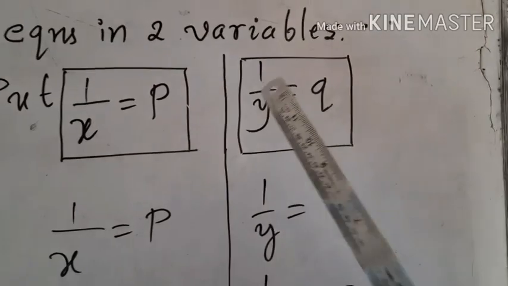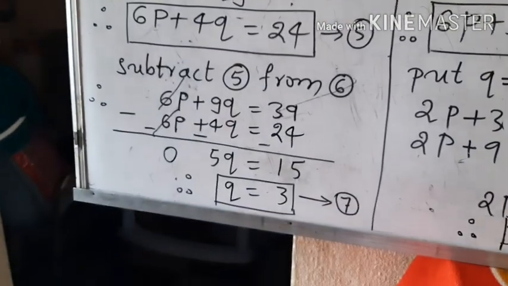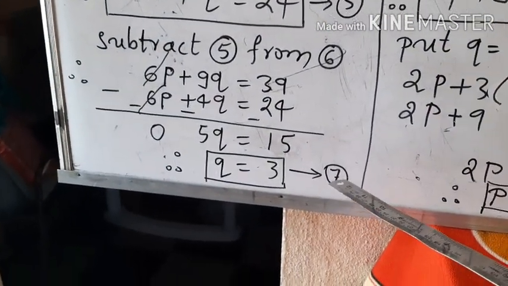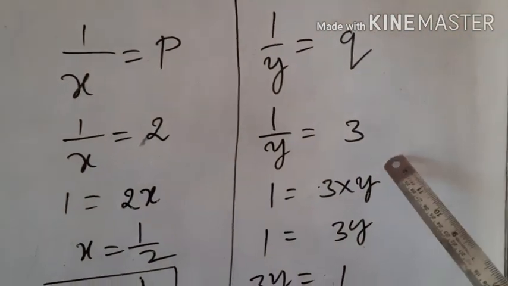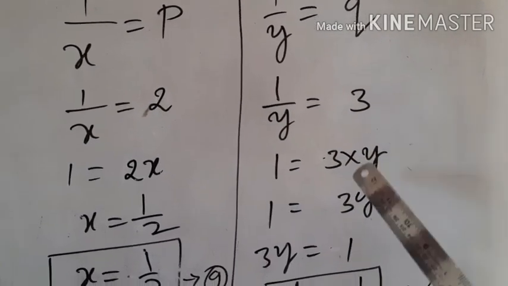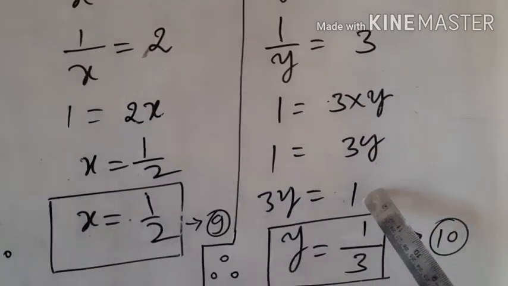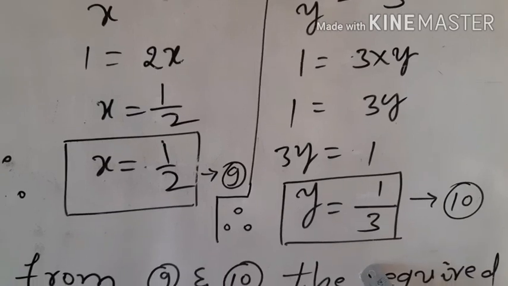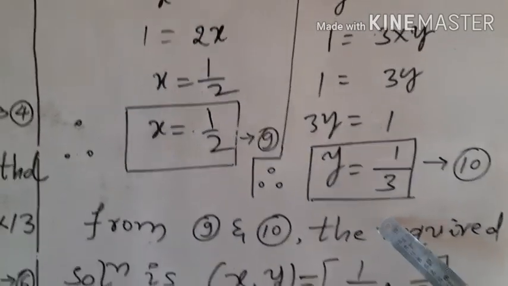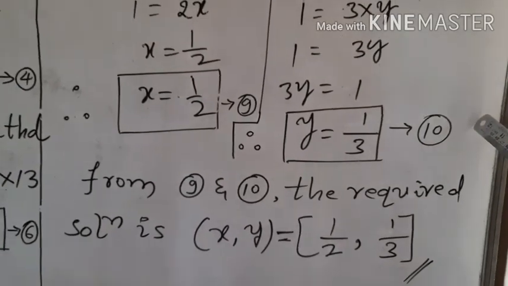Similarly, I know that 1 by y is equal to q. So 1 by y is equal to q, and from equation 7, I know that q is equal to 3. That is why instead of q, I put 3 here. Thus 1 by y is equal to 3. Right. If this y goes this side, it becomes 3y. Thus 1 into 3y, or 1 is equal to 3y, or 3y is equal to 1. Thus y is equal to 1 by 3. Y is equal to 1 by 3 is equation 10. And this is how I got the value of y.